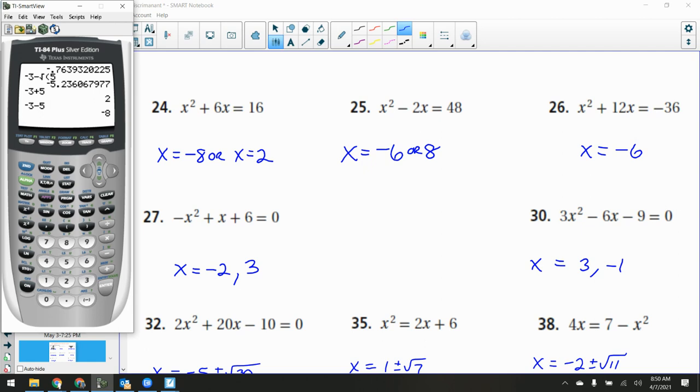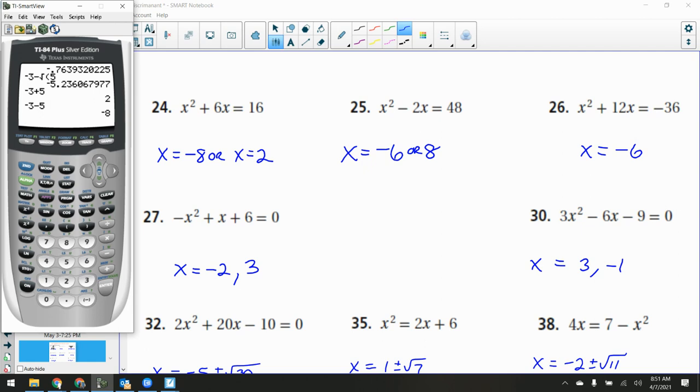Number 32, here's 2x squared plus 20x minus 10 equals 0. So first step, I've got to get my constant over to the other side. So I've got to add this 10 to the right. So that gets me 2x squared plus 20x is equal to 10. You good so far? Now, got to get rid of the 2. Divide through. So that gives me x squared plus 10x is equal to 5.